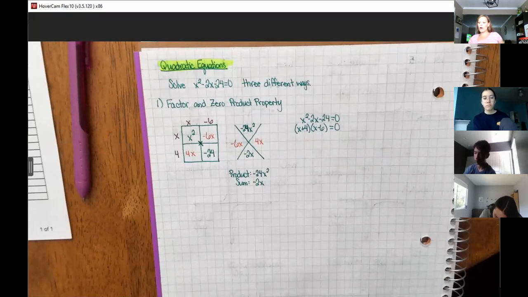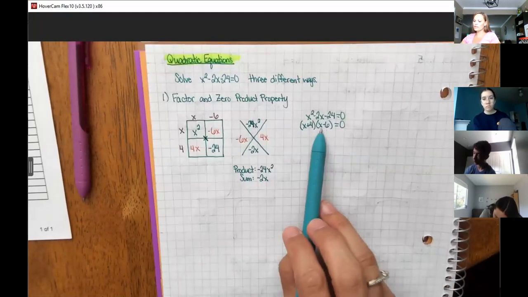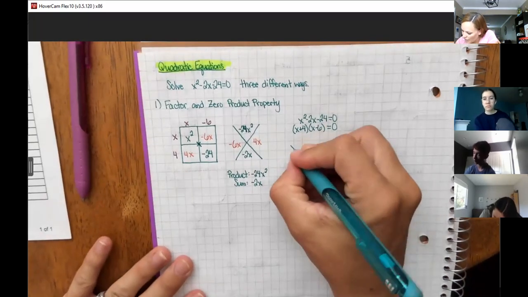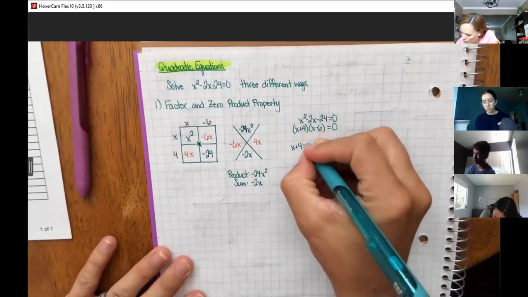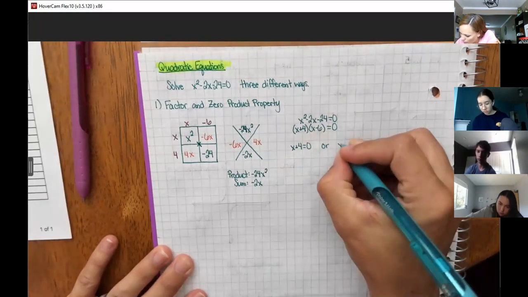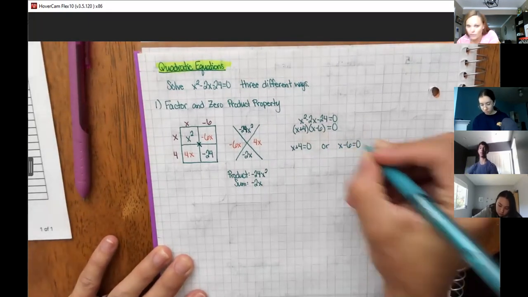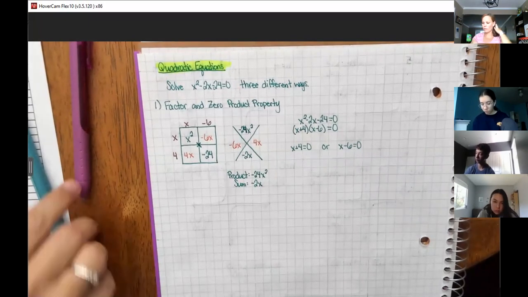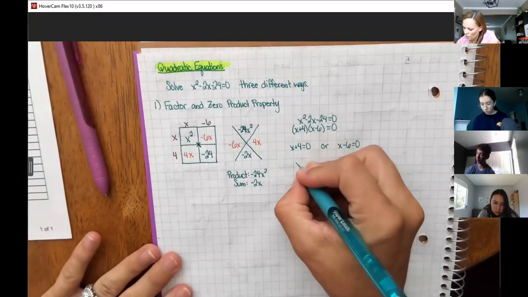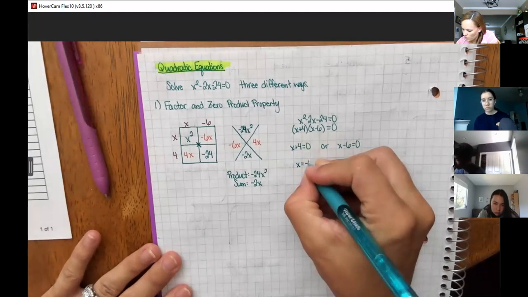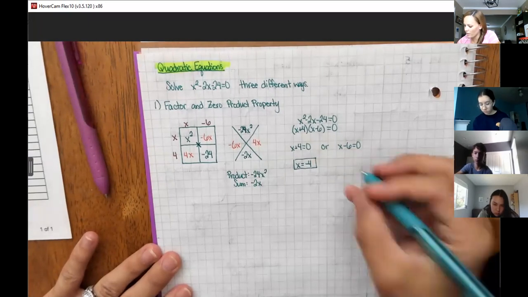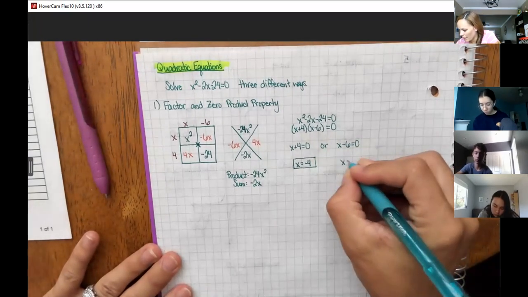So remember, 0 product property again. If you multiply 2 things together and get 0, one of them is 0. So this tells us that x plus 4 equals 0, or x minus 6 equals 0. So x is negative 4 if we subtract 4, and if we add 6 here, we get x equals 6.